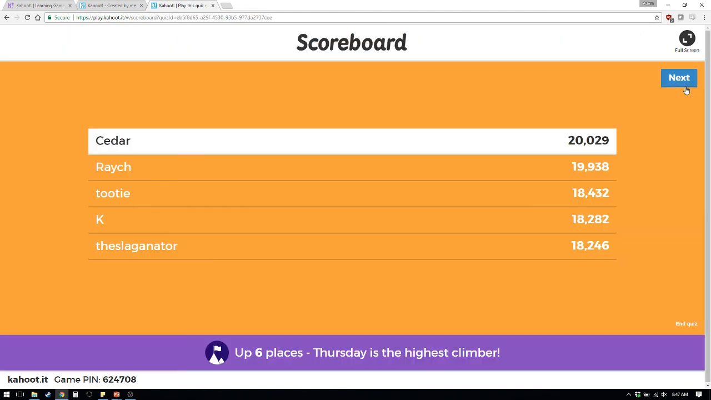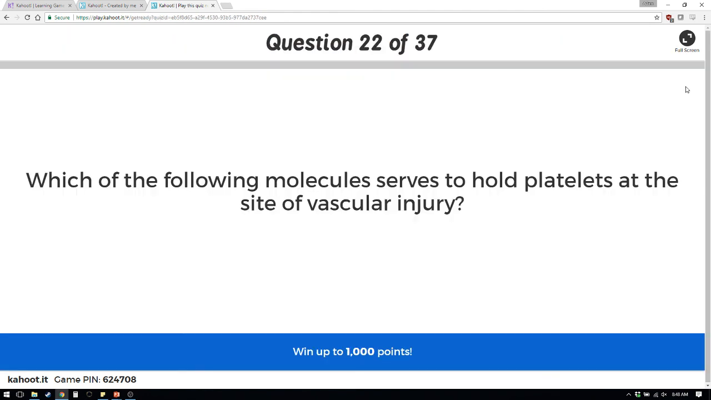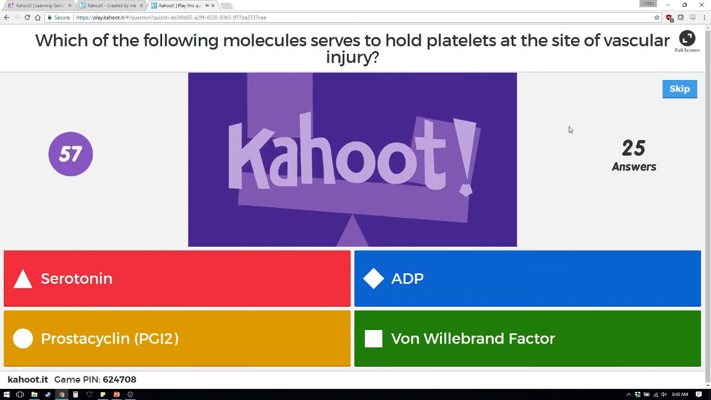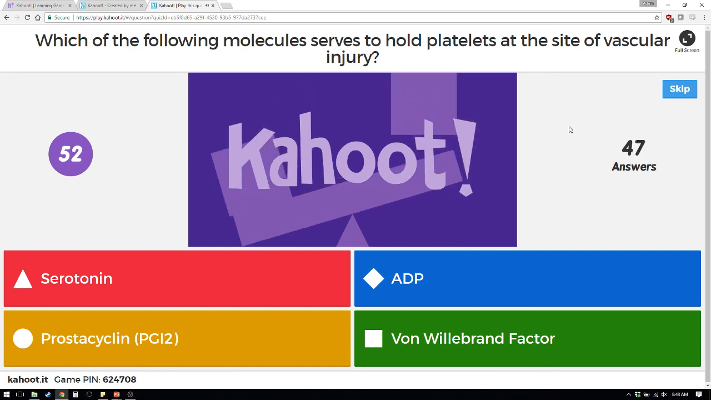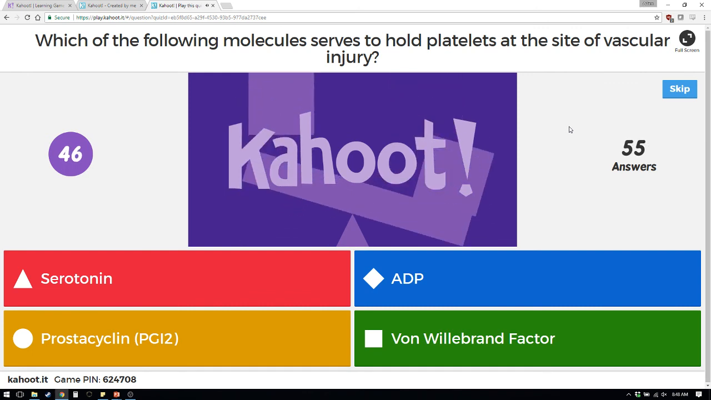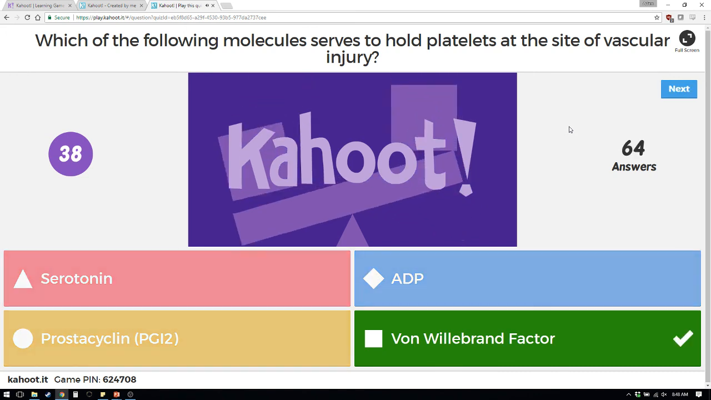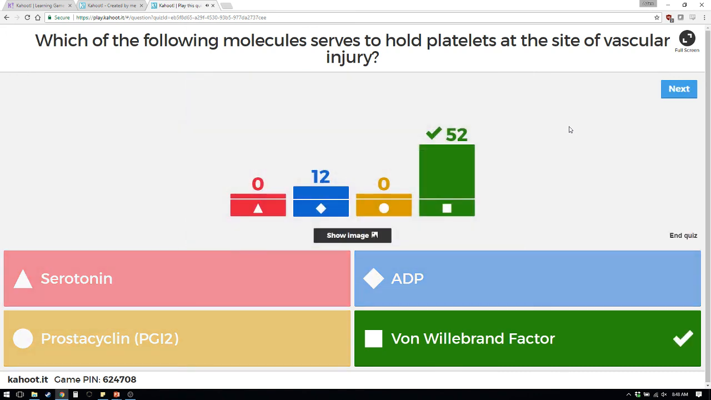All right. Which of the following molecules serves to hold platelets at the site of vascular injury? Von Willebrand factor, yes, absolutely. What does ADP do? Actually it helps to make the platelets more sticky together, right?